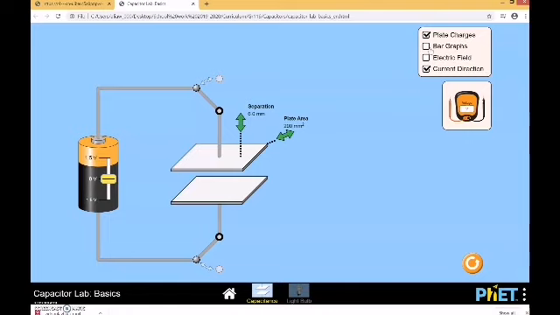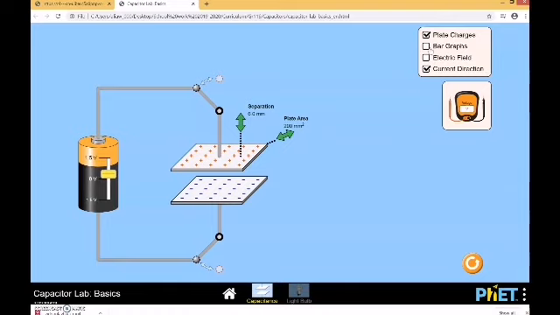What happens if we increase the voltage of the DC generator? Look what happens. Whenever I increase the voltage, this plate acquires a positive charge, and this plate acquires an equal, in absolute value, negative charge. Why are the positive charge here and the negative charge here equal in magnitude but opposite in sign?